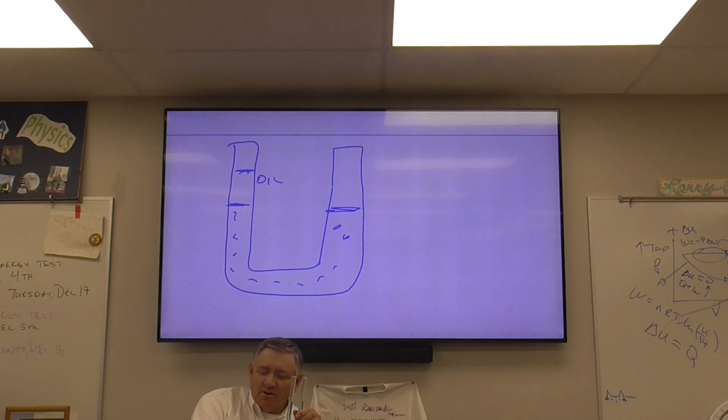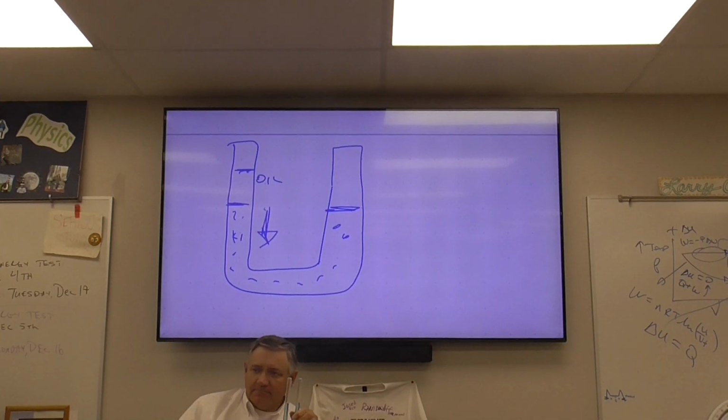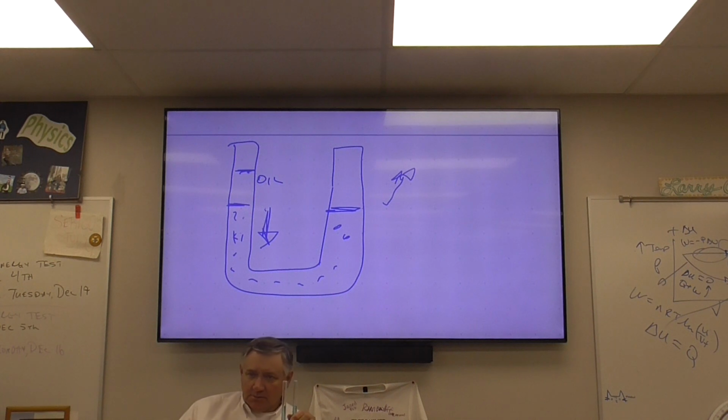So here's the question. I'm gonna add some oil here and that's gonna create some downward pressure, right? So this is going to go up, true? Yes. So here's the question, are they still going to end up at the same height? No, because the oil is less dense than the water. So which one's gonna be higher, the oil side or the water side? The oil side.